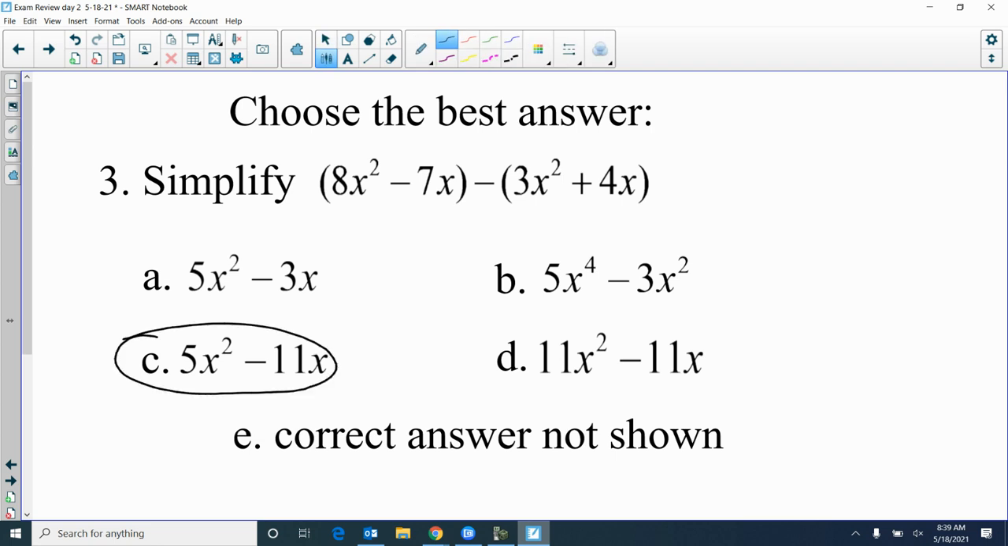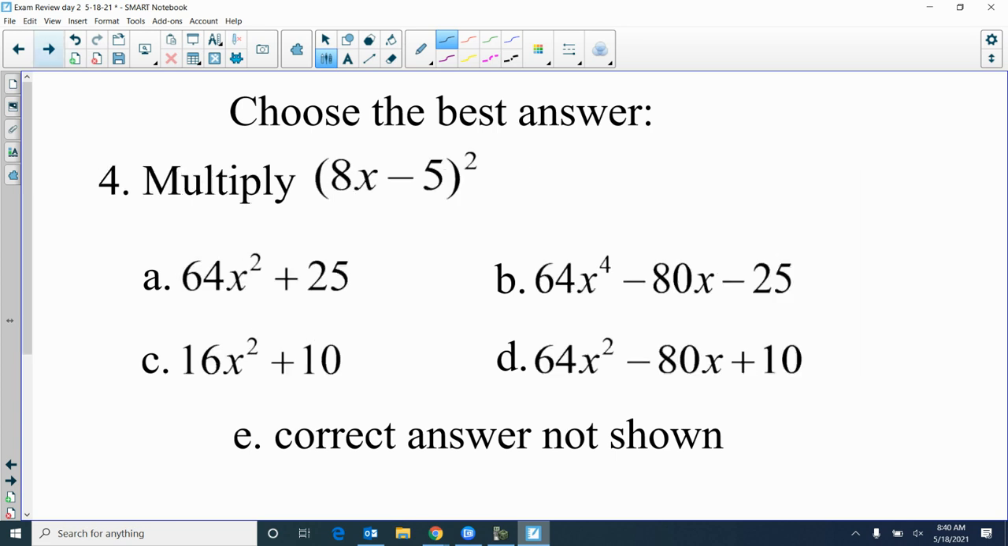Hey, listen up. You gotta know when to multiply and when to add or subtract. If there's a sign in between the parentheses, that tells you whether you're subtracting or adding. And remember when we subtract, you got 8x squared minus 7x, that becomes a plus. And then you switch the sign, so it's minus 3x squared minus 4x. And then you combine like terms, so 8x squared minus 3x squared, 5x squared, negative 7x plus negative 4, it's minus 11x. So that would be C for that one.